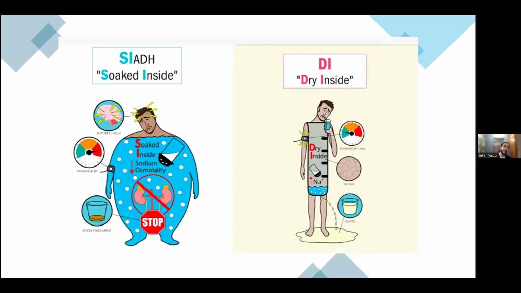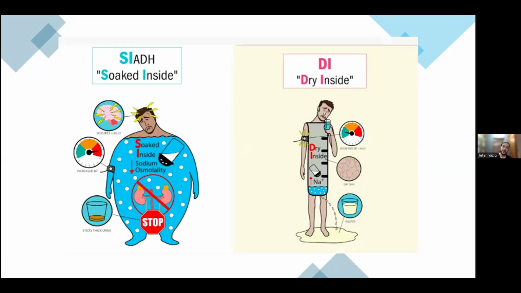The excess AVP acts on collecting ducts of the kidney via V2 receptors, promoting water absorption, which leads to expansion of the total body water. But because sodium content remains unchanged, the result is dilutional hyponatremia. Importantly, the body responds to this mild volume expansion by increasing natriuresis, leading to a euvolemic state clinically, despite biochemical dilution.